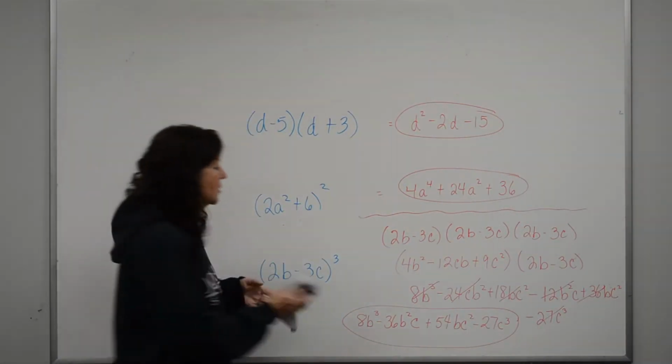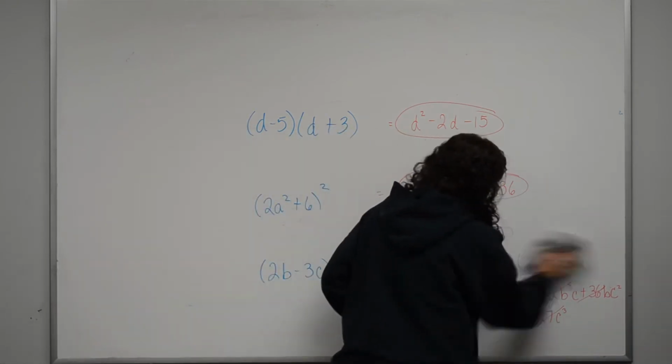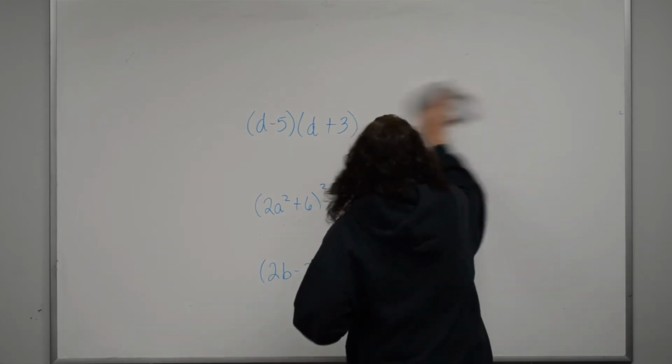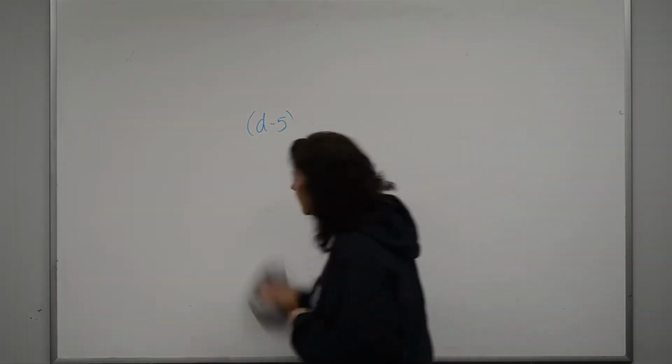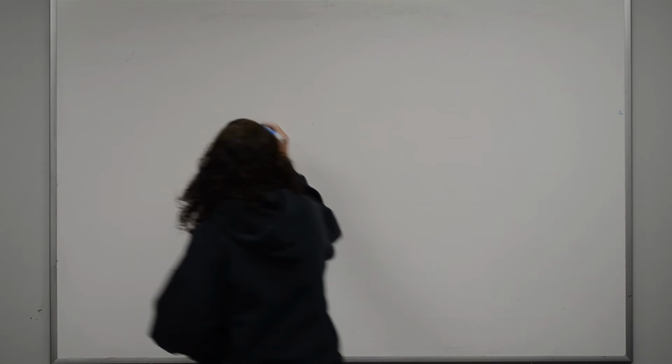Okay, let's talk about division. The first thing we did is we did polynomials divided by monomials. And this is basically just like reducing down. There's no division to it, if you will. So let's say I have something like this.